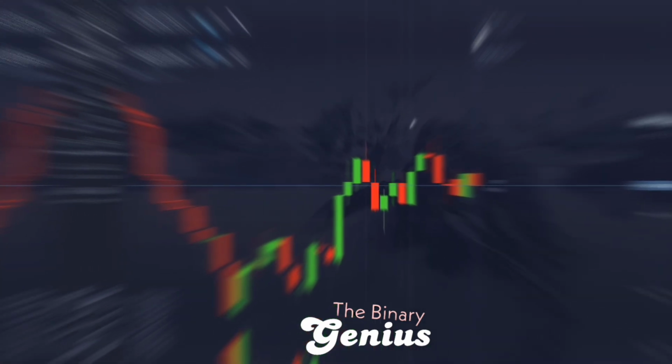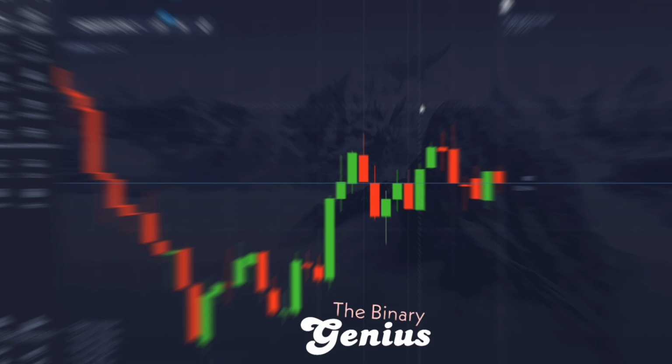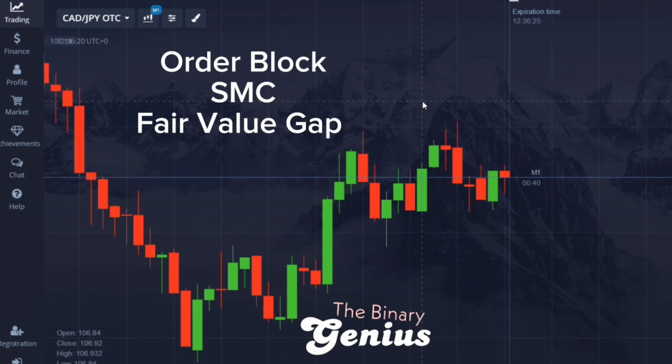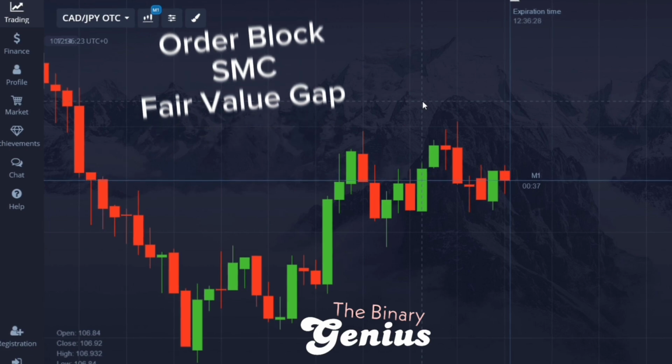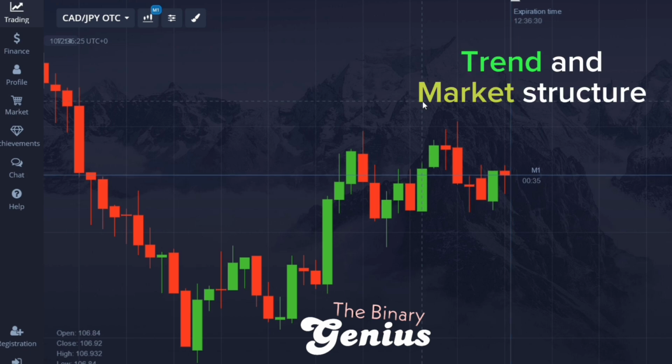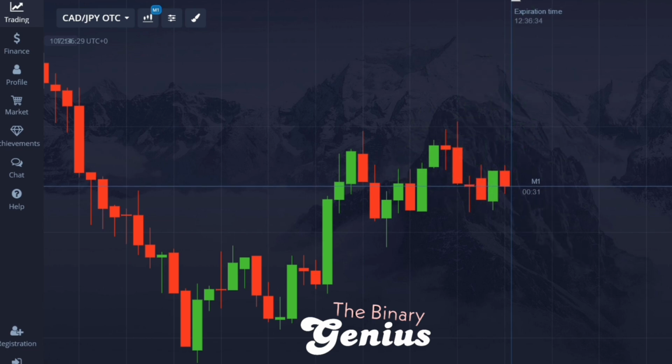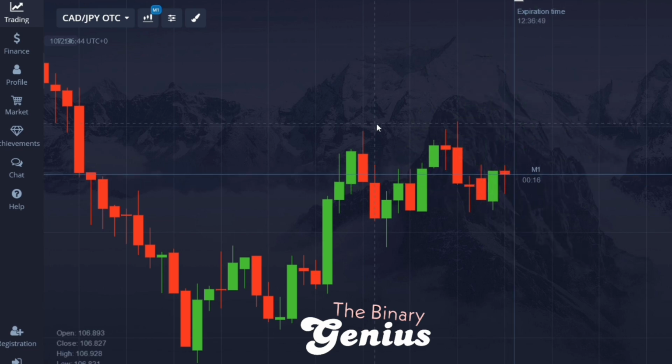Today we'll be delving into the main strategy we'll be trading on here, which is the order block, the SMC, and then the fair value gap strategy. It's basically about the trend and market structure strategy. And yeah, this binary strategy is basically market structure, fair value gap, order block, and trend, as I said earlier.